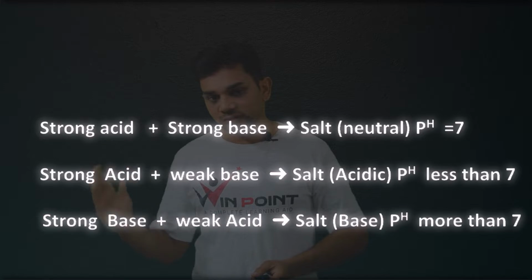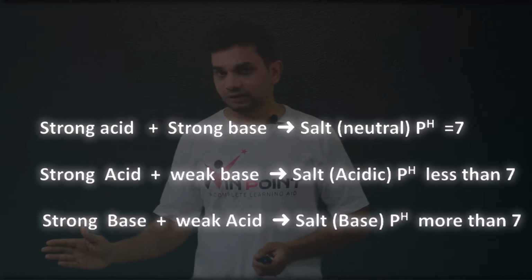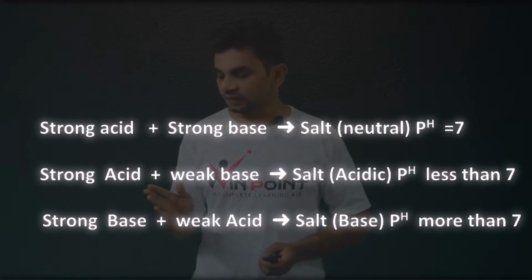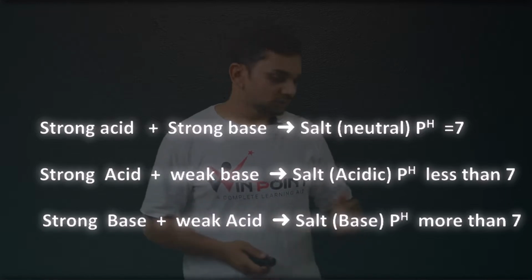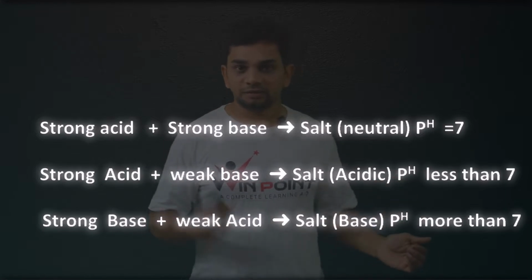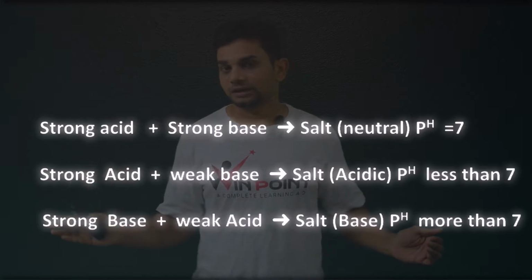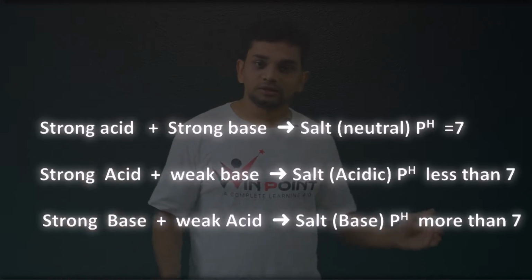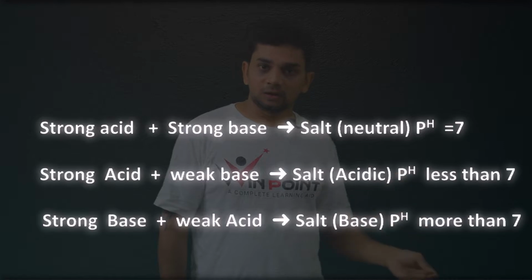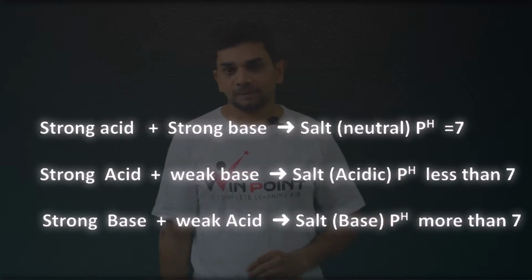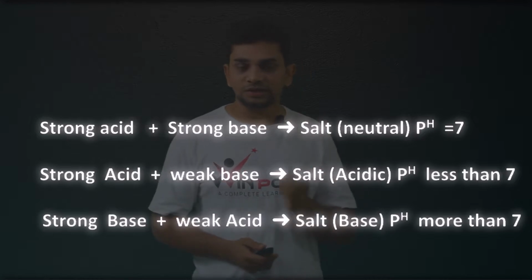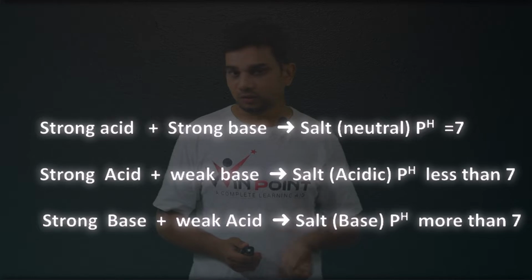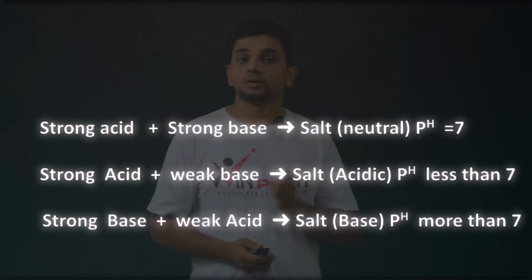If we are taking strong base like this, strong base is reacting with weak acid. Here acid is weak but base is strong, so salt will be basic, right? Because it is strong base. Here we are taking strong base, then it will be a salt which is having basic properties. Means here the pH will be more than 7. If it is base, pH is more than 7. If it is acid, pH is less than 7. If it is neutral, the pH value is equal to 7.